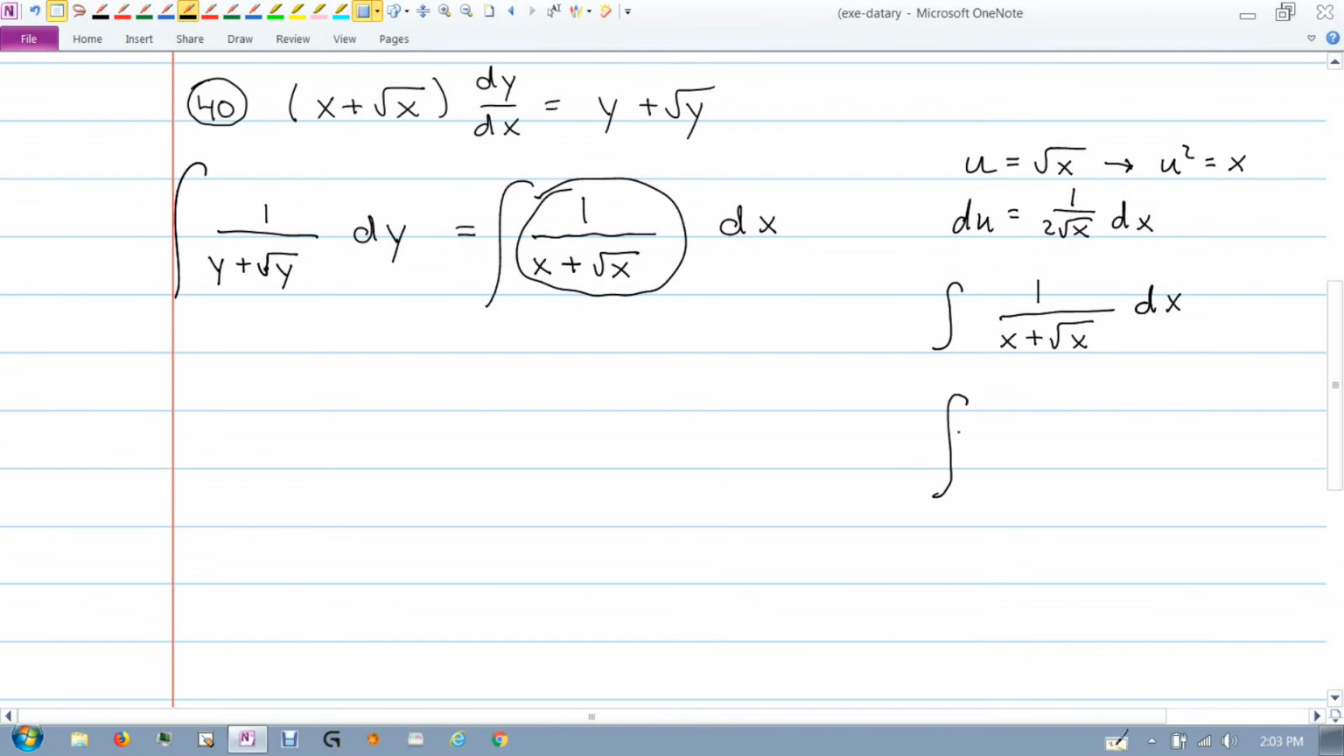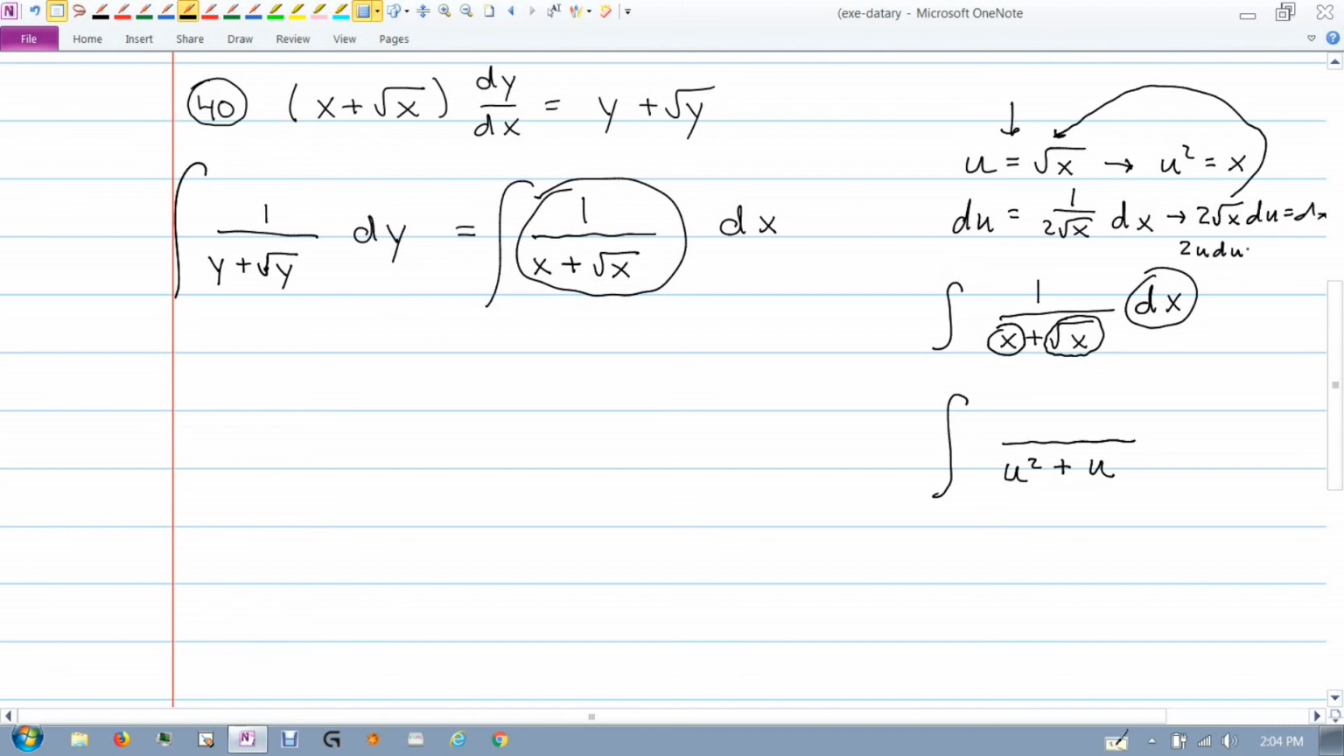So I can rewrite this. I can replace this x with u squared plus, now root x, this root x right here, can be replaced with u. That's this right here. And then dx can be replaced with, I take this equation, I multiply both sides by 2 root x. Okay, and remember, this root x is really u. So this is 2u du equals dx. So I'm going to put 2u du to replace my dx.